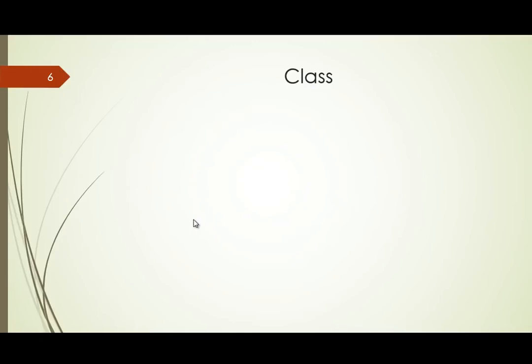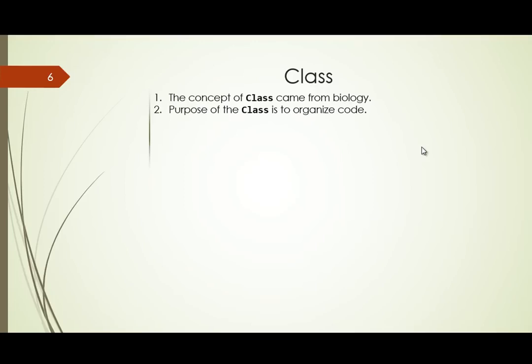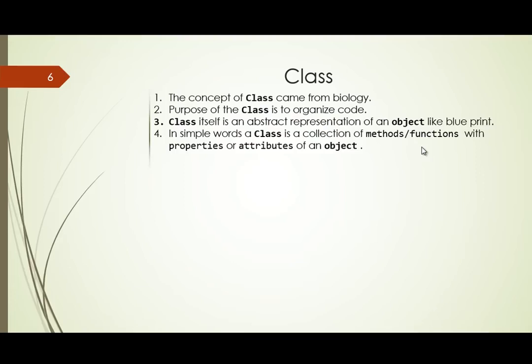In high school, I never took biology, but it turns out that somehow biology contributed to computer science, and the class concept first came from biology. The purpose of the class is to organize your code. A class is an abstract representation or a blueprint of an object. Let's say you have a person class. A class says a person should have a first name and last name, but it does not say what the first name or last name would be. It's just abstract. In simple words, a class is a collection of methods and properties.